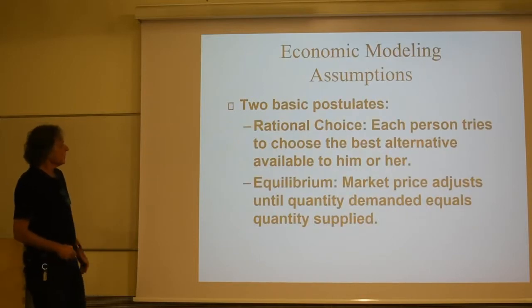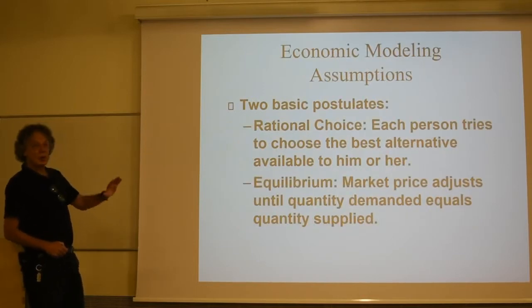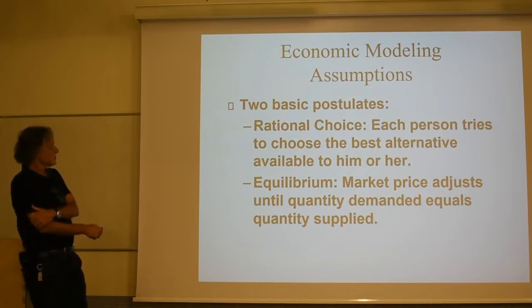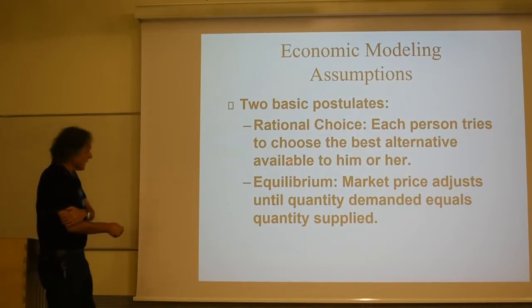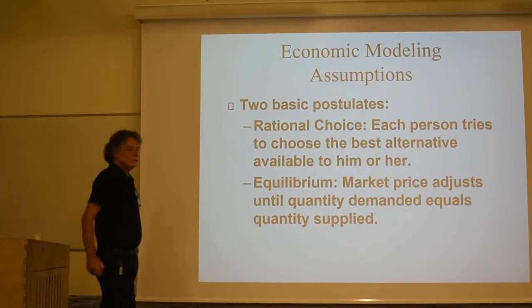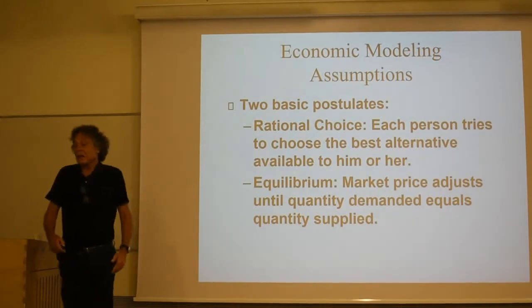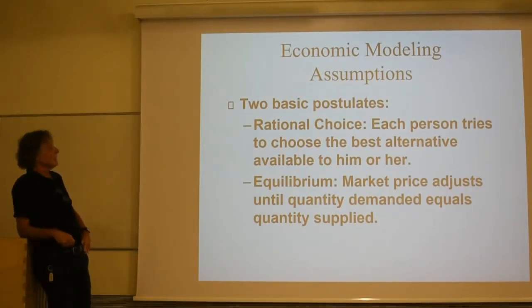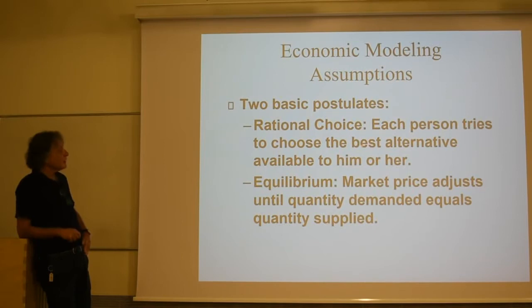So let me start with the assumptions about the model. Two basic assumptions. First, rational choice, very trivial I would say. Each person tries to choose the best alternative available to him or her. I want to emphasize the word available. My best alternative may be very fancy, but I cannot afford it. So the question first is, what are the choices available to me? And once I know all the available choices, how do I figure out which is the best one?